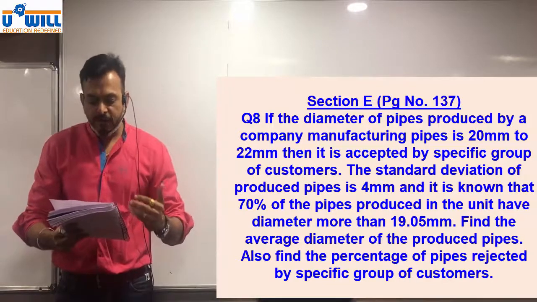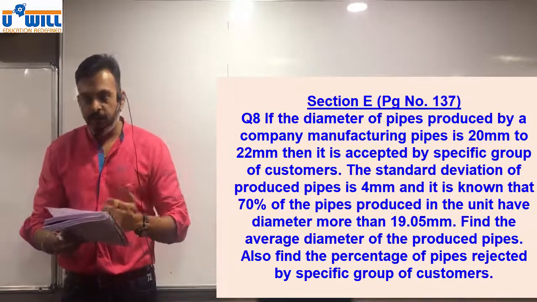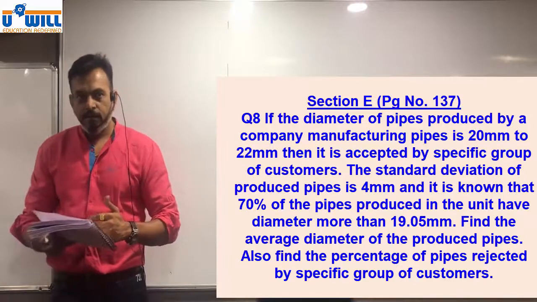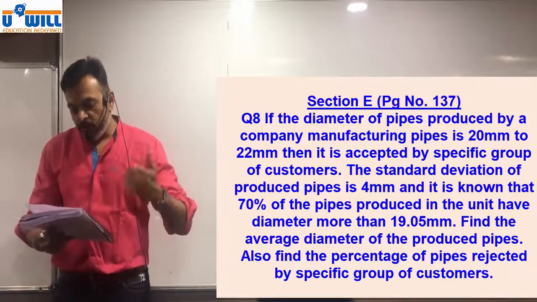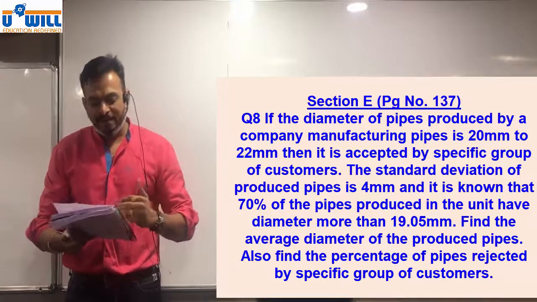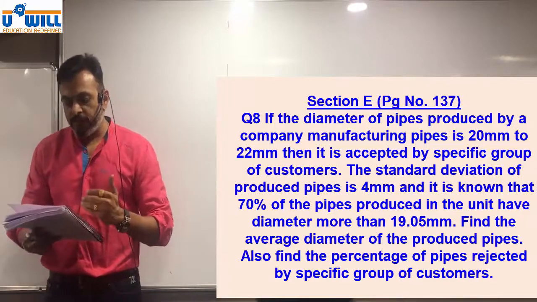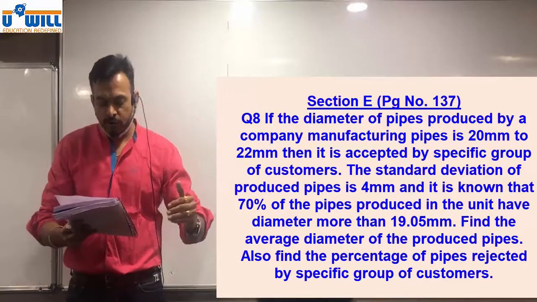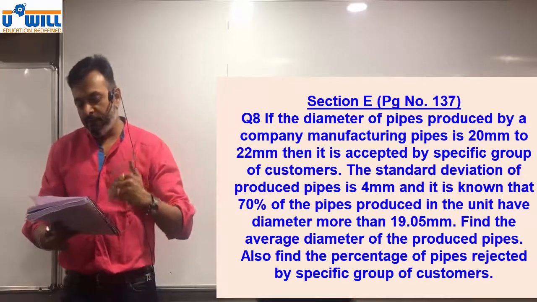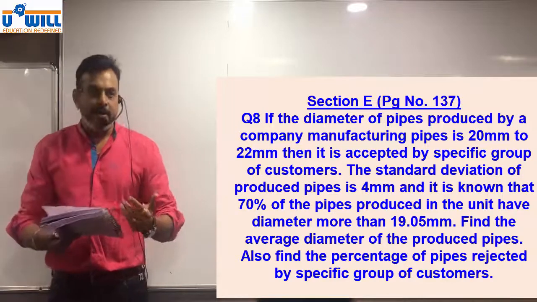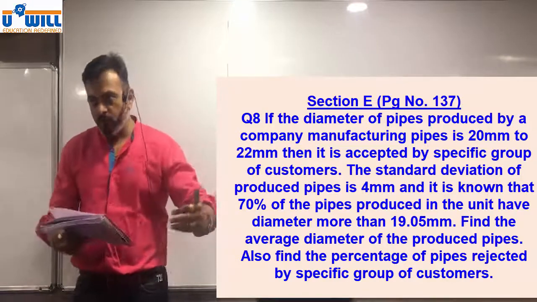Find the average diameter of the produced pipes. So what do we have to find? We have to find mu. Also find the percentage of pipes rejected by a specified group of customers. Note, the diameter of produced pipes follows a normal distribution. So first we have to find mu.